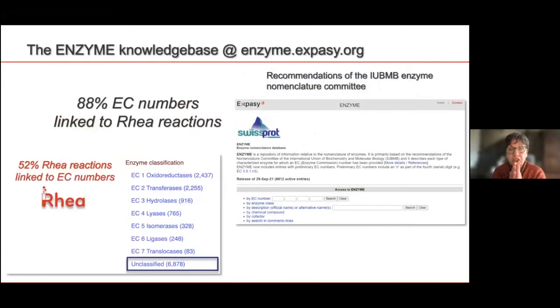So all the reactions of the enzyme classification that are in Enzyme at Expasy, if it was possible, have been translated into Rhea reactions that I will present just after. What we can say is that 88% of the EC numbers are linked to one or several reactions. Rhea, the Rhea resource, has been designed at the origin to have an explicit representation of this chemical reaction. But today, more than 52% of Rhea reactions are linked to an EC number, so we can see that we have a great number of reactions that are not yet classified in the enzyme classification.